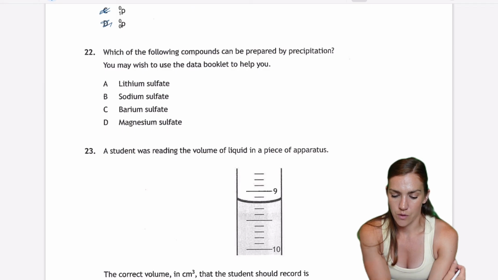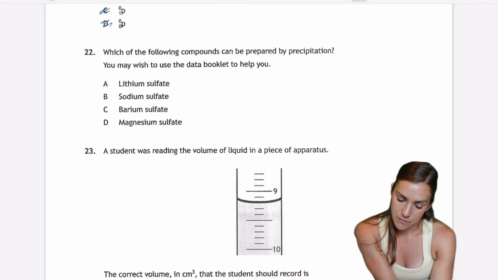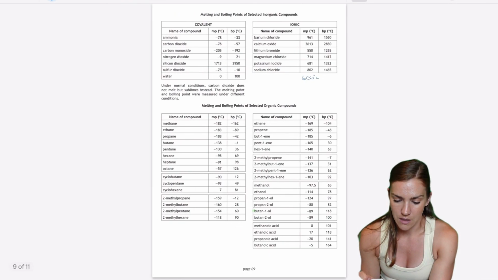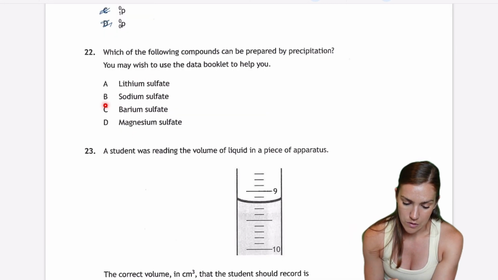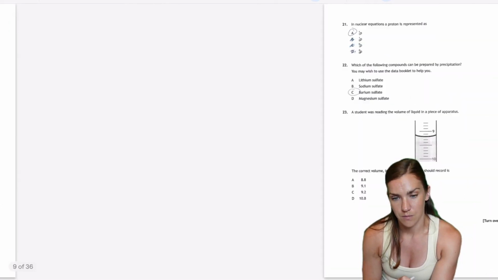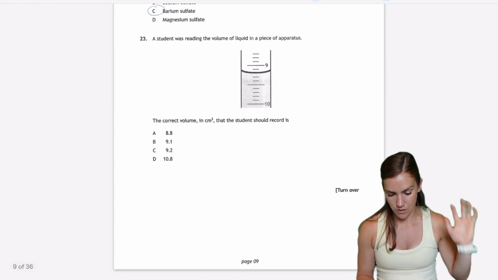Question 22, which of the following compounds can be prepared by precipitation? They've kind of almost given you the answer to this in that redox reaction question, but anyway, what you're wanting to look up here is the insolubilities table. They're all sulfates, so the quickest way to do it is to find the table and go down the sulfate column and see which sulfates are insoluble. So we've got barium or lead. So if we go back, there's no lead, but there is barium sulfate. And like I said, they basically gave you that answer in 19, because here they have shown the reaction which produces barium sulfate solid.